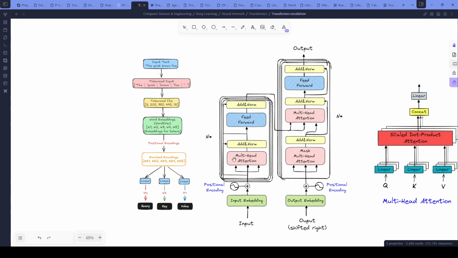Okay, so in order to understand the transformer architecture, we need to understand the attention block first. Then we need to understand the multi-head attention, and we need to understand the masked multi-head attention, and after that we can grasp the whole concept of the transformer architecture.